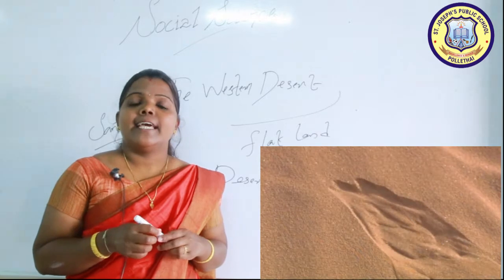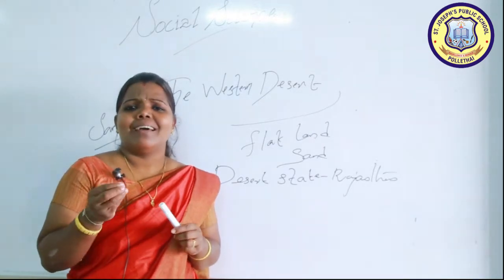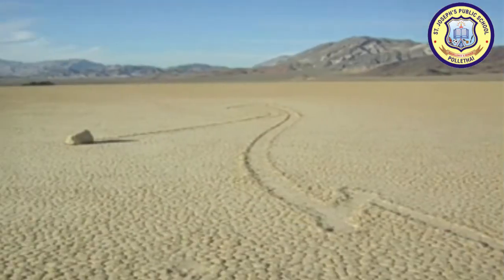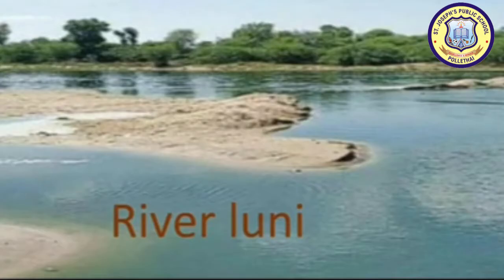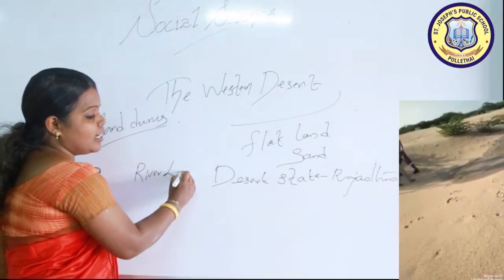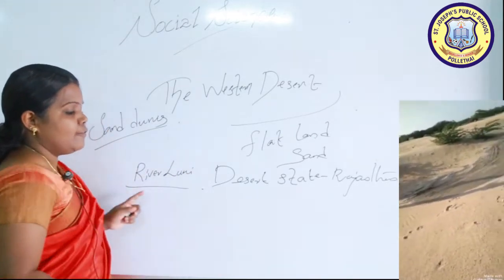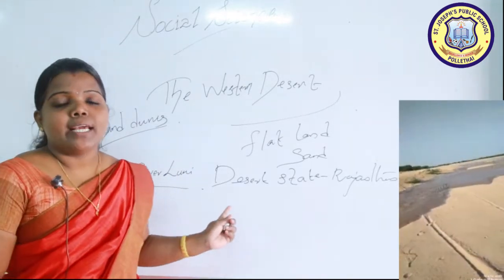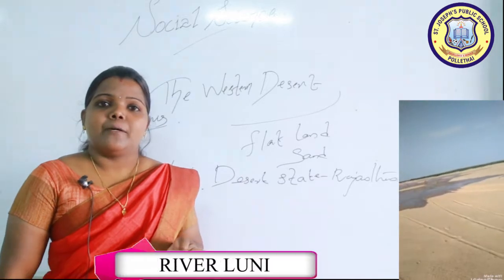Then, in the desert, there is no rainfall or very little rainfall. The only river that flows in Rajasthan is River Luni. River Luni is the only river that flows in this area.